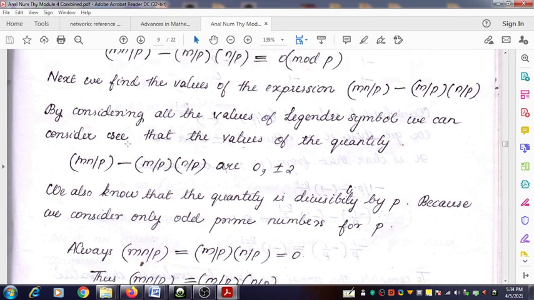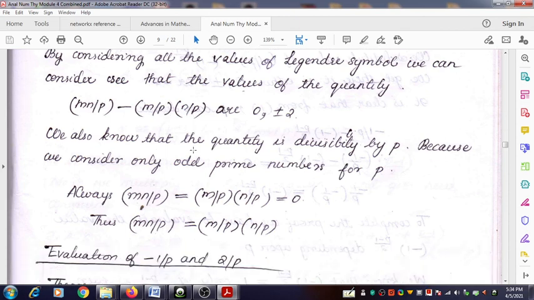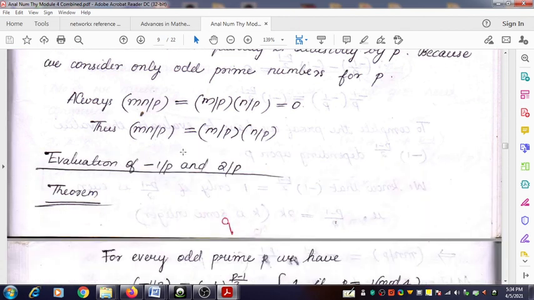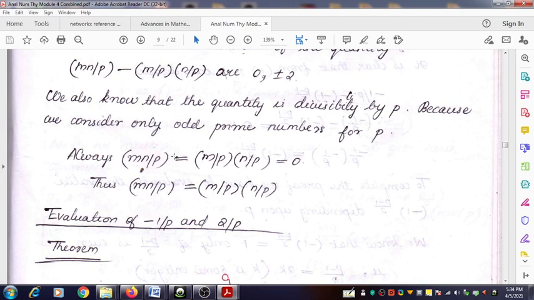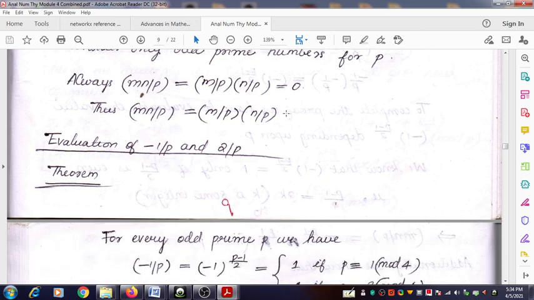Since the value equals 0, whatever the variations of the different Legendre symbol values, we are going to get the final value for the entire expression equal to 0. You can say that (mn/p) is equal to (m/p)(n/p), and by this we are coming to the end of that result. Therefore you can always write that (mn/p) is equal to (m/p)(n/p). That is the end of the steps of the proof. Okay, thank you.